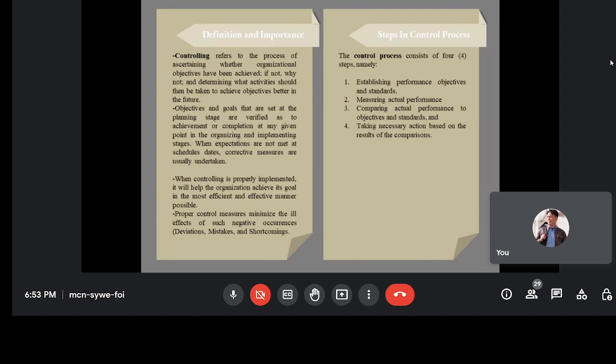So there are steps in the control process. The control process consists of 4 steps, namely: 1. Establishing performance objectives and standards. 2. Measuring actual performance. 3. Comparing actual performance to objectives and standards. And lastly, taking necessary action based on the results of the comparisons.